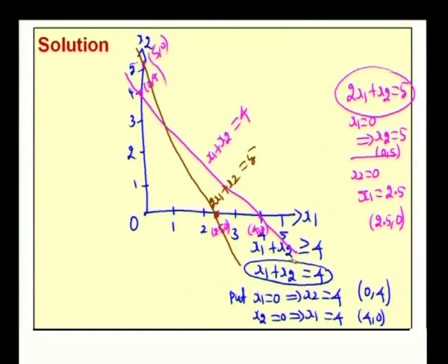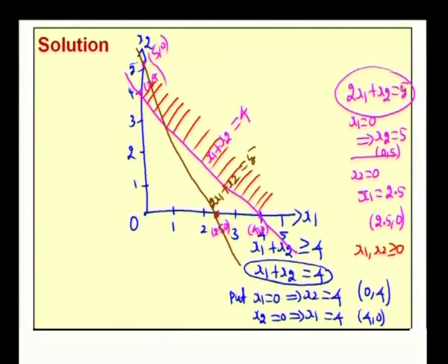Now, our aim is to find the feasible region. The first constraint is x1 plus x2 greater than or equal to 4. Since the constraint is x1 plus x2 greater than or equal to 4, our region is away from the origin. This is our equation x1 plus x2 equal to 4. Therefore, the common region is above this curve. This is our area of x1 plus x2 greater than or equal to 4. We know very well the given non-negative constraint is x1, x2 greater than or equal to 0.